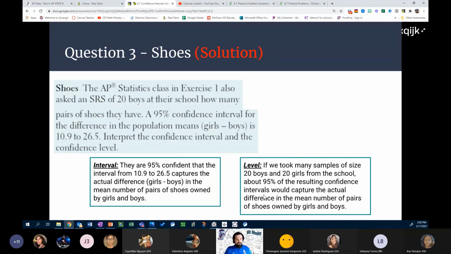So there might be some intervals that we get from a sample that might way overestimate or underestimate, and it might miss the actual mean. But 95% of those samples will give us intervals that capture the mean. That's the confidence level. That's what that means. Is there anything I can clarify?